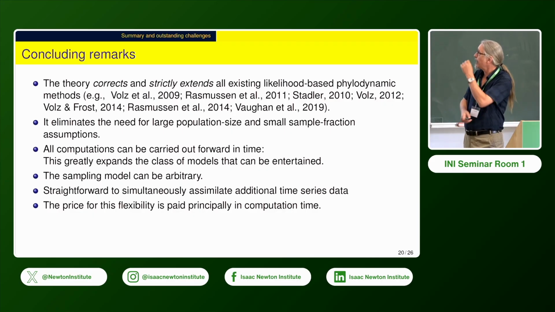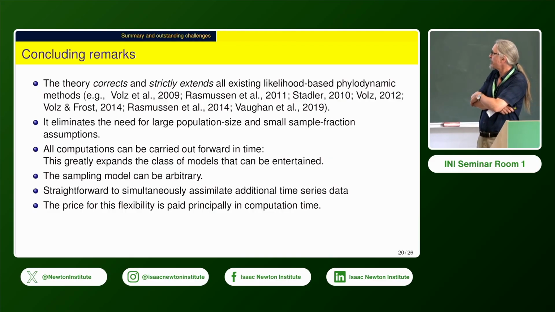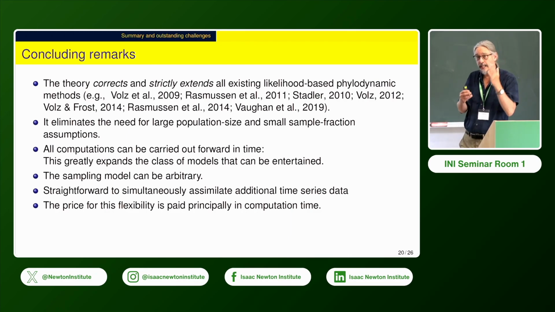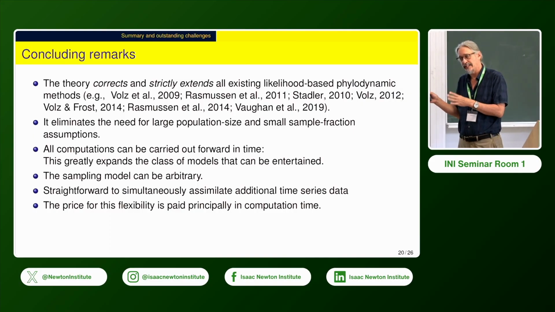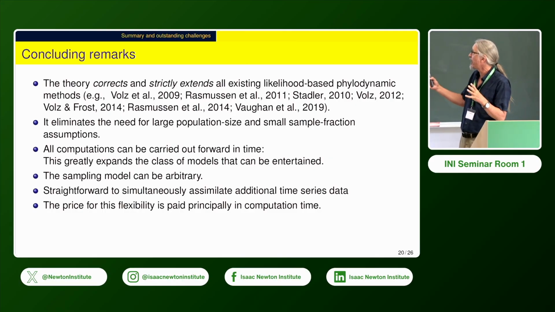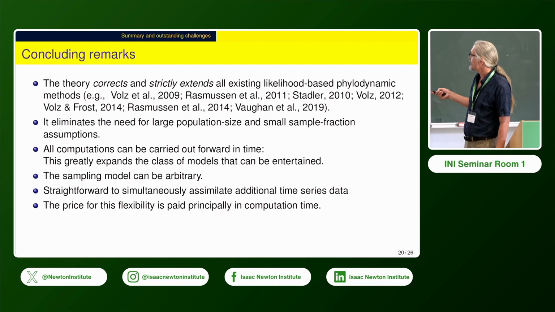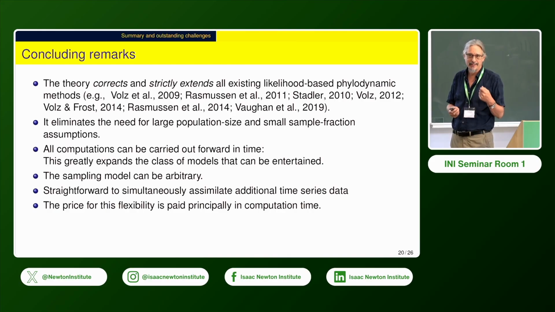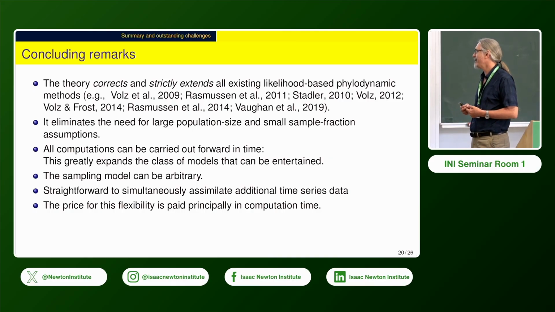So here's some summary. The theory strictly extends the existing theories. Both of the existing methods are special cases of this. So it's a generalization. It eliminates the need for these assumptions. Something I wanted to emphasize but managed to forget is that it's quite straightforward to simultaneously assimilate additional time series data at the same time that one's assimilating the genomic information. That's really, really key for the kinds of questions we've been talking about here.